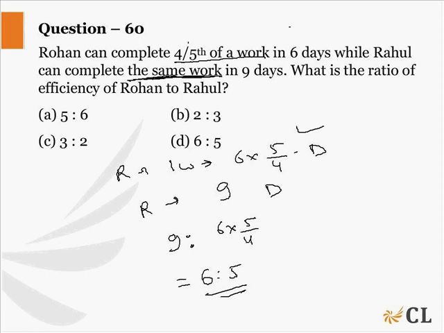Kavita is clear. And then Rahul can complete in this. Efficiency is just inversely proportional to the number of days required to finish the work. So the ratio of efficiency will be reverse. 9:6 × 5/4 gives you 6:5. Clear now? If it would have been written that the same in 9 days, then the answer would be 3:2. In that case, it will be 4/5 of the work only. So I'll just take the ratio of the 9 and 6 in that case. I guess it is clear now, right?